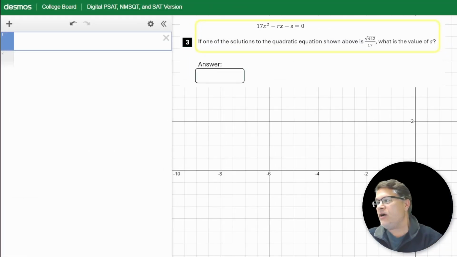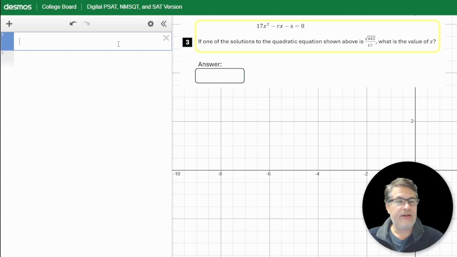All right, guys, here comes our third problem. Now it's yellow. It's a little bit harder. What do we got here? We've got 17x squared minus rx minus s equals 0. So obviously we have a quadratic equation. If one of the solutions to the quadratic equation shown above is the square root of 442 divided by 17, what is the value of s?